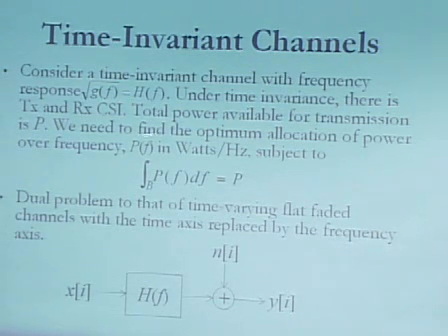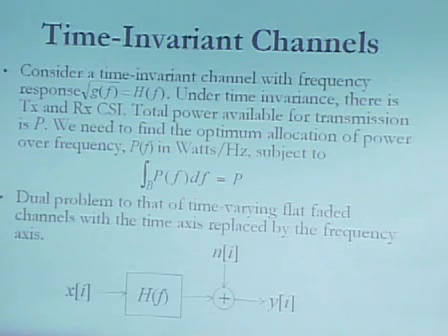So let's say the total power that we have is capital P. And we need to find the optimum allocation of power, this time over frequency. So let's call it P of F. So P of F is going to be the power per unit of frequency. So it's going to be watts per hertz. So it's power density, if you want. Subject to the constraint that the sum of the power over the signal bandwidth is equal to P. Okay? So the integration over the signal bandwidth capital B of P of F times dF is equal to P. So we sum power over the entire bandwidth, and it cannot exceed P.